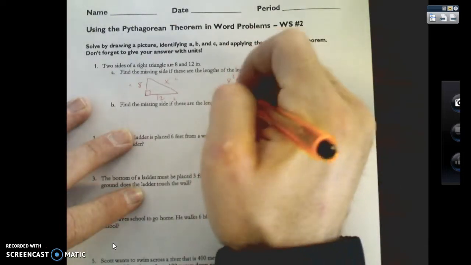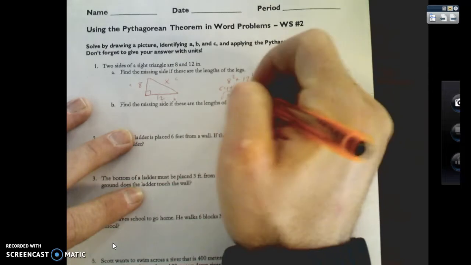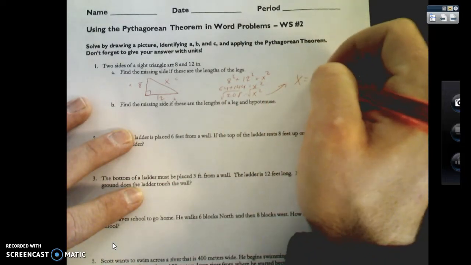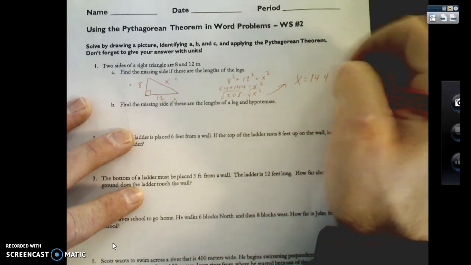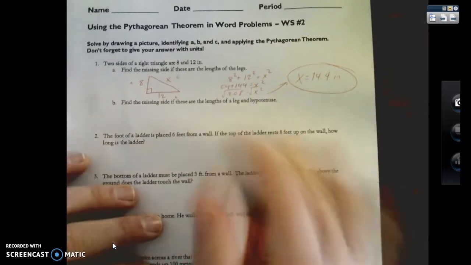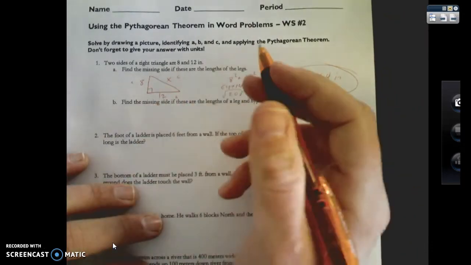So this gives me 208. Square root left, square root right. So x equals 14.4 inches. Okay? Good. And that makes sense because it's definitely bigger than 8 and 12.